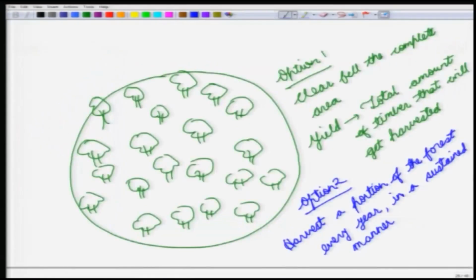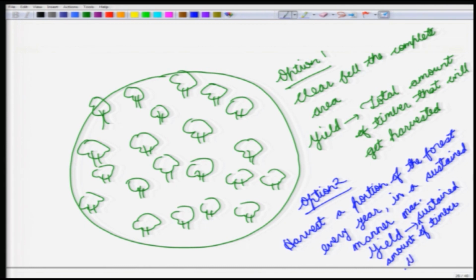So, the second definition of yield says what is the sustained amount of timber, or rather the maximum sustained amount of timber, that can be extracted or harvested every year. So, these are the two meanings of yield.